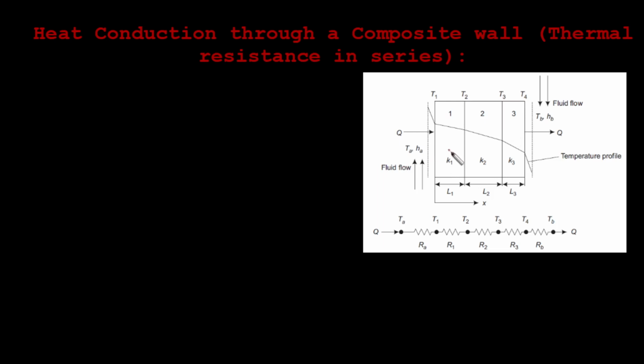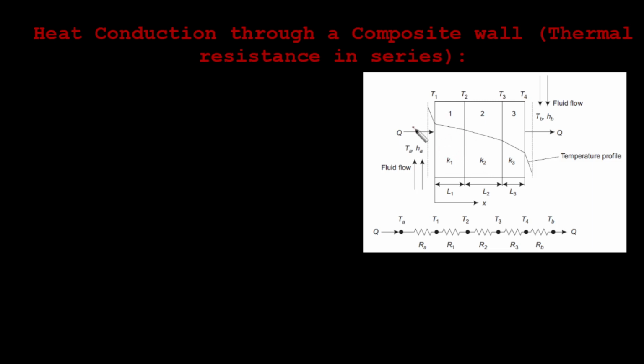Again, the assumptions which we made in the previous case, that is one-dimensional steady-state conduction through a slab, the same assumptions hold good here. We assume one-dimensional conduction through all the slabs, and we assume the surfaces are isothermal, that is the temperature at the interface remains constant. Then we assume the thermal conductivity remains constant. Then we assume there is no internal heat generation.